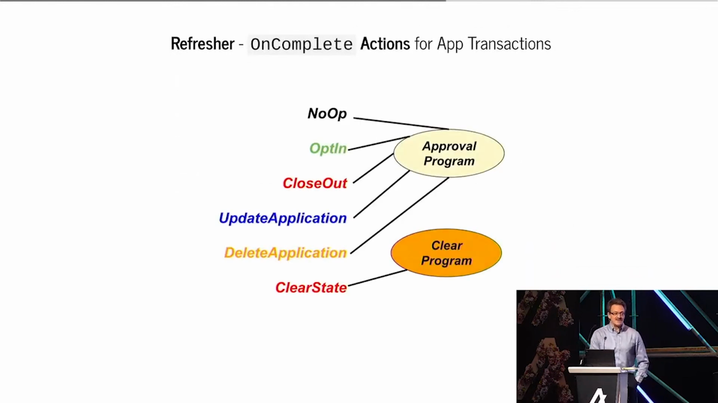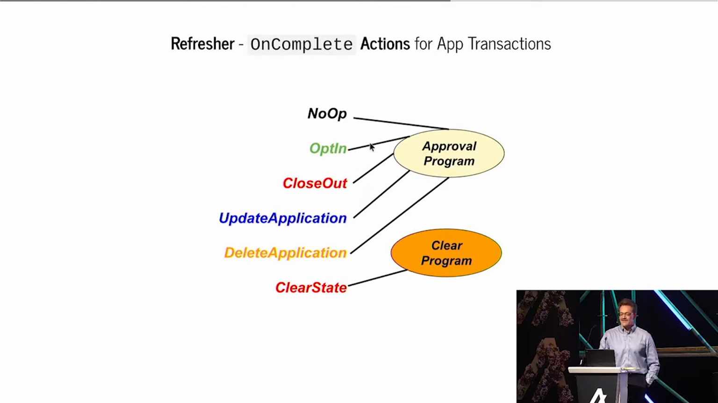So as a reminder, every app call transaction has an onComplete action that goes along with it. Typically, the onComplete action is no op. That is, don't do anything apart from running this code. However, sometimes we want to do more things, like we want an account to be able to opt in to an app. I want to let it do the opposite, which is close out, or maybe you want to be able to let it forcibly opt out by calling the clear state.